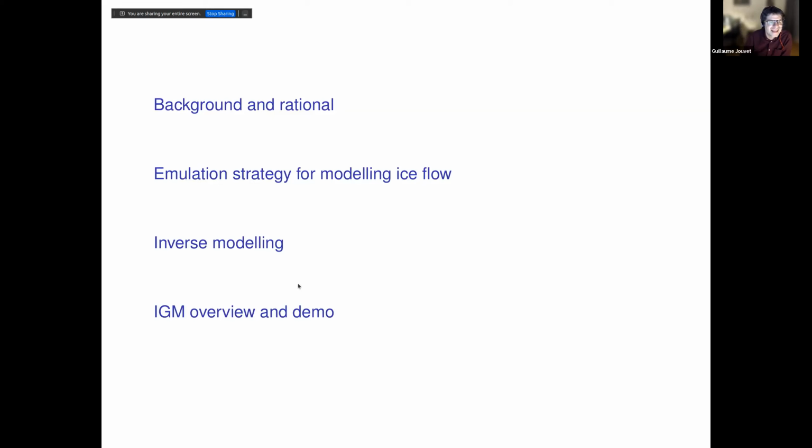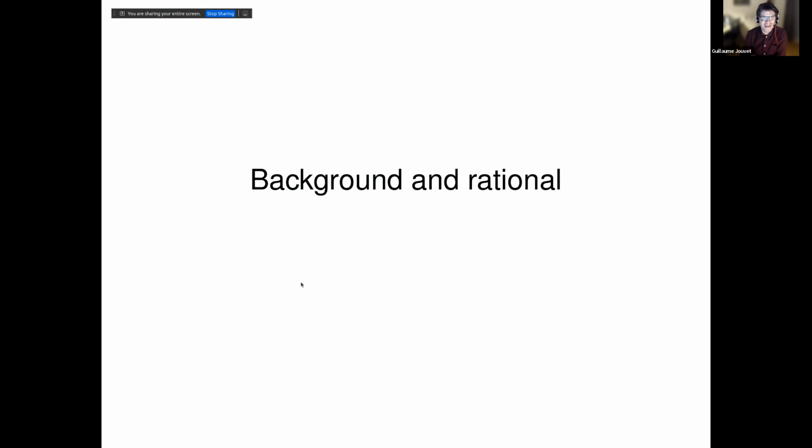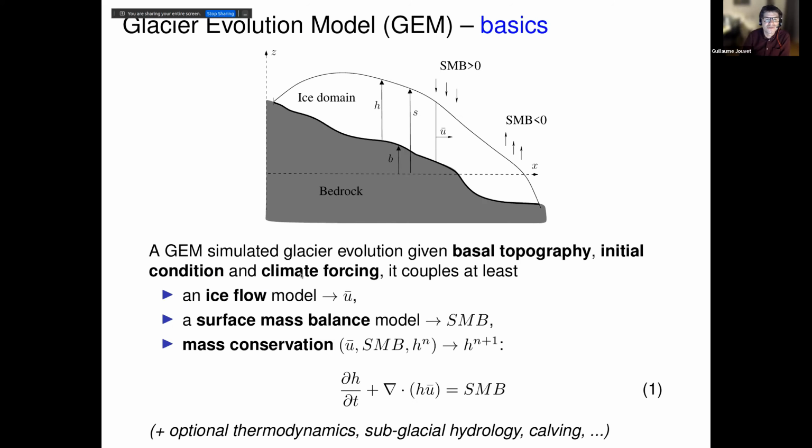Let's see. Okay, background and rationale. Basic glacier evolution models are given a basal topography, an initial condition, and climate forcing. They couple at least an ice flow model, which computes the ice dynamics, and a surface mass balance, or SMB, and the two of them are coupled through mass conservation. So it's really the least we can require.